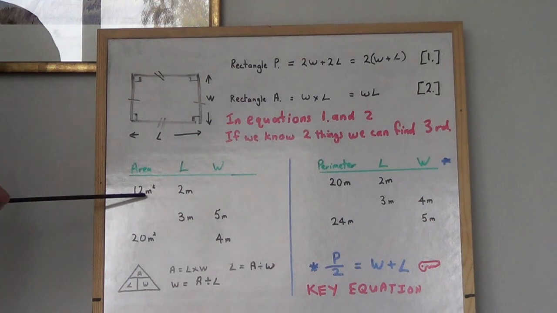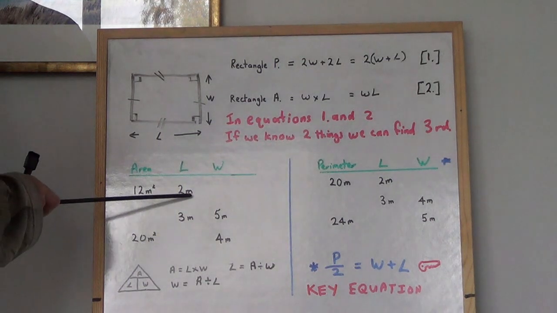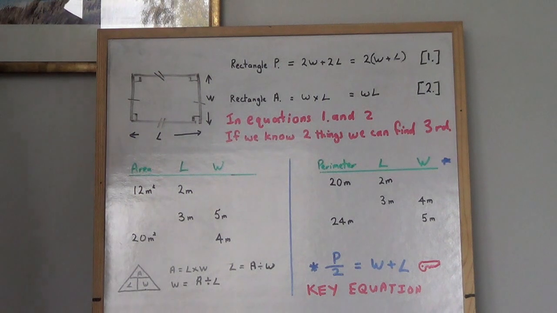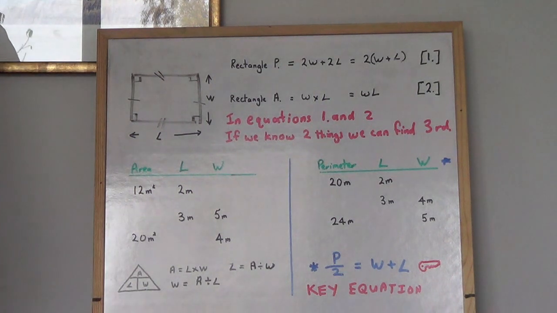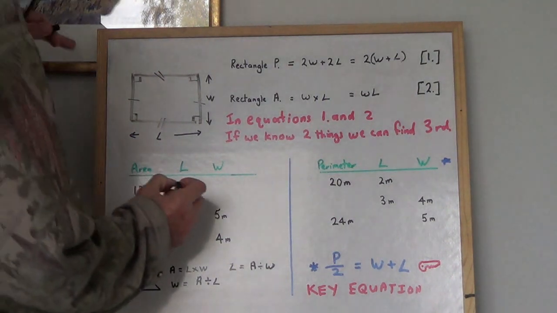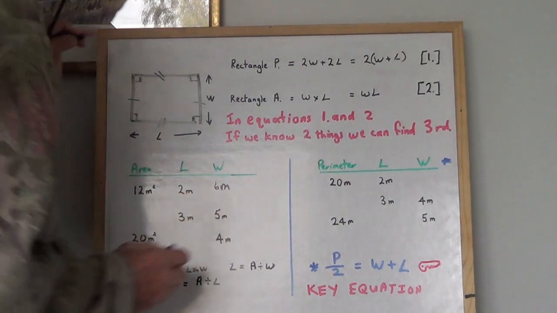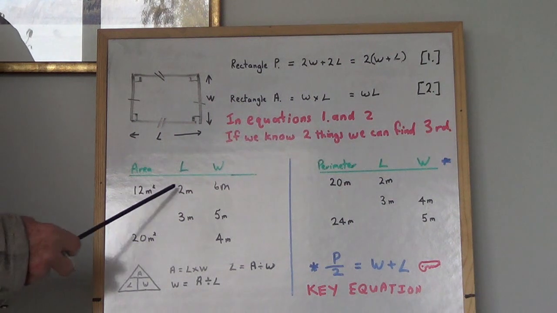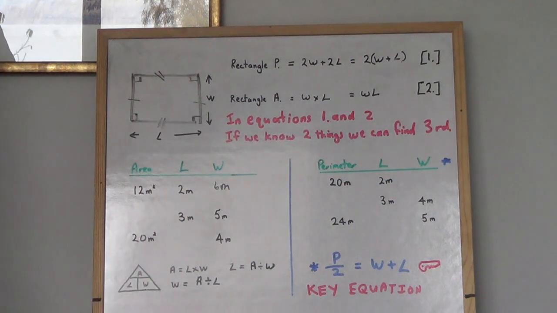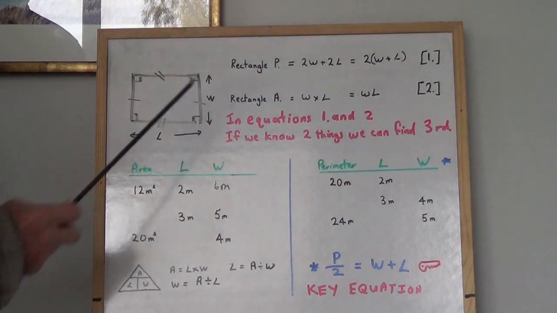Now what I've done is I've made a table up. Now if the area is 12 meters squared and the length is 2 meters, the width will be what? It'll be 6 meters. Right? Because 2 times 6 is 12, and meters times meters is meters squared.